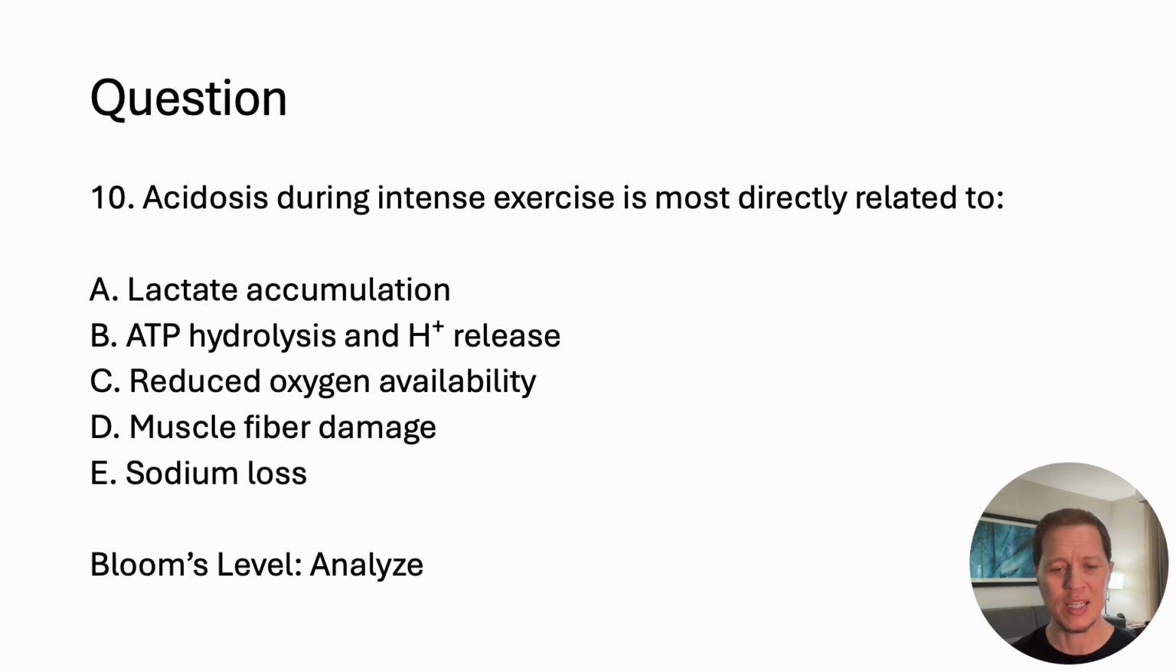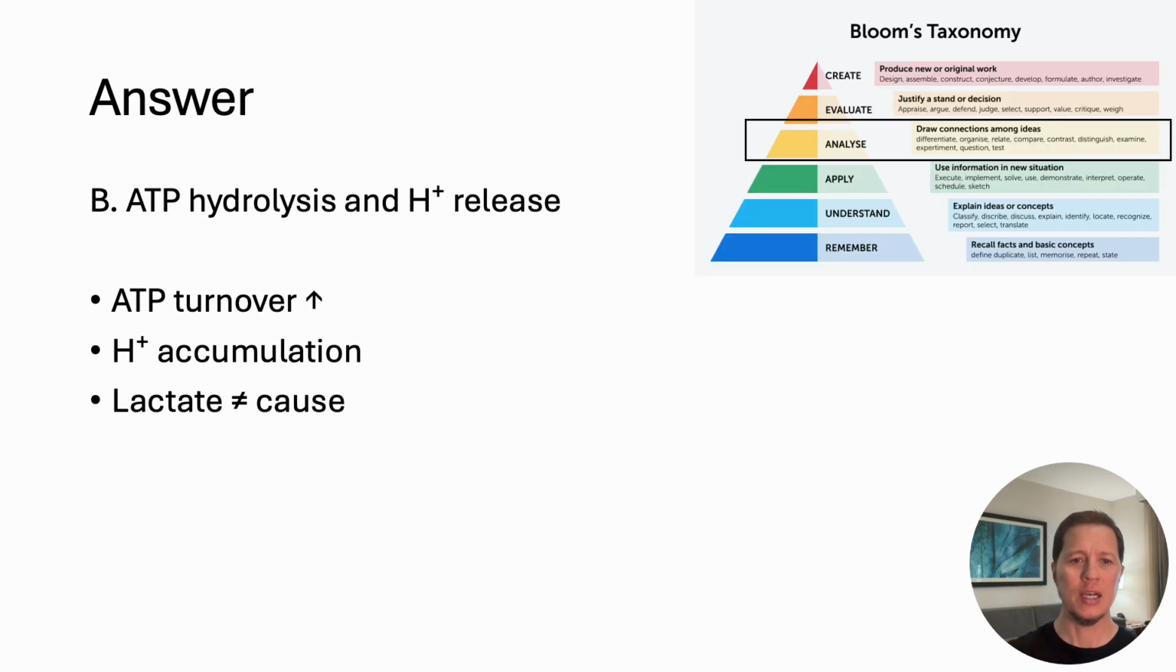All right, moving up again to the analyze level. Number 10, acidosis during intense exercise is most directly related to A, lactate accumulation, B, ATP hydrolysis and H+ release, C, reduced oxygen availability, D, muscle fiber damage, or E, sodium loss. And this one is B, ATP hydrolysis and H+ release. So the primary source of acidosis is H+ generated during ATP breakdown, not the lactate itself, right? Lactate is not our enemy.